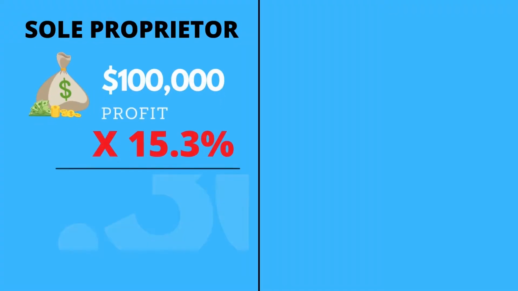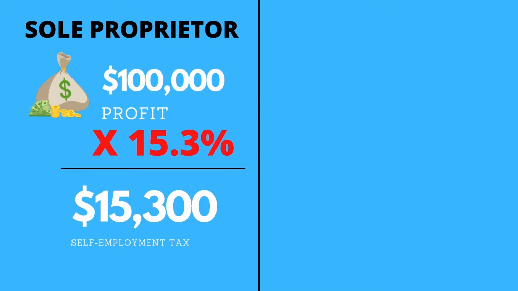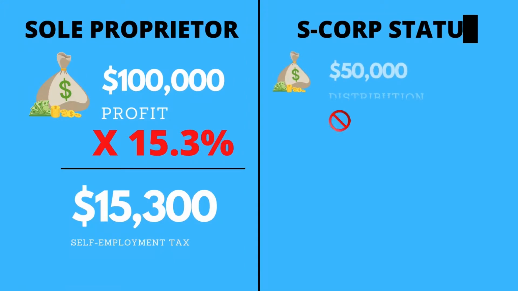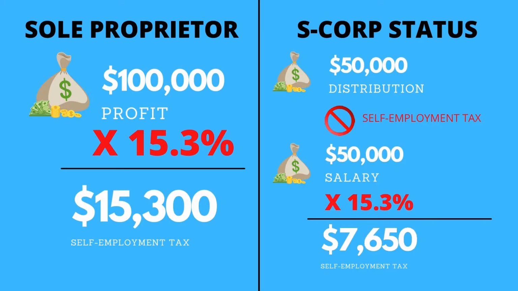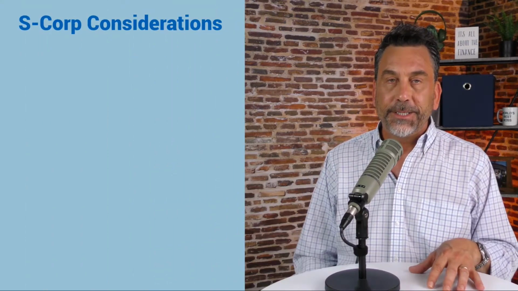So let's do the math here. If you paid self-employment tax on the whole $100,000, that would be $15,300. But by utilizing the S-Corp status, you would avoid paying self-employment tax on the distribution part, which was $50,000, saving you $7,650. So right away, you can see some advantages of the S-Corp, but here's some things to consider.